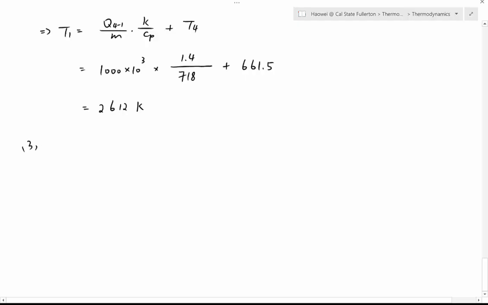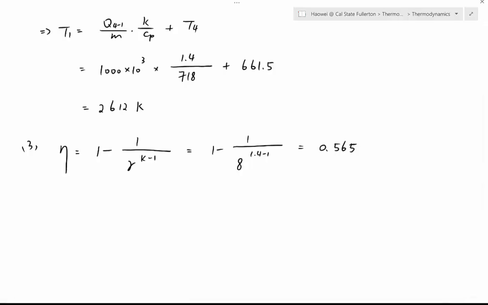And then part 3. Part 3 is to look for efficiency. And we do have an equation for efficiency. It's 1 minus 1 over gamma to the power K minus 1. So we plug in the numbers. Gamma is 8, K is 1.4. The solution is 0.565, 56.5%, which doesn't look really high, but if you compare this number to the previous vapor power system, which usually has an efficiency around 40%, you can see this efficiency is actually really high.